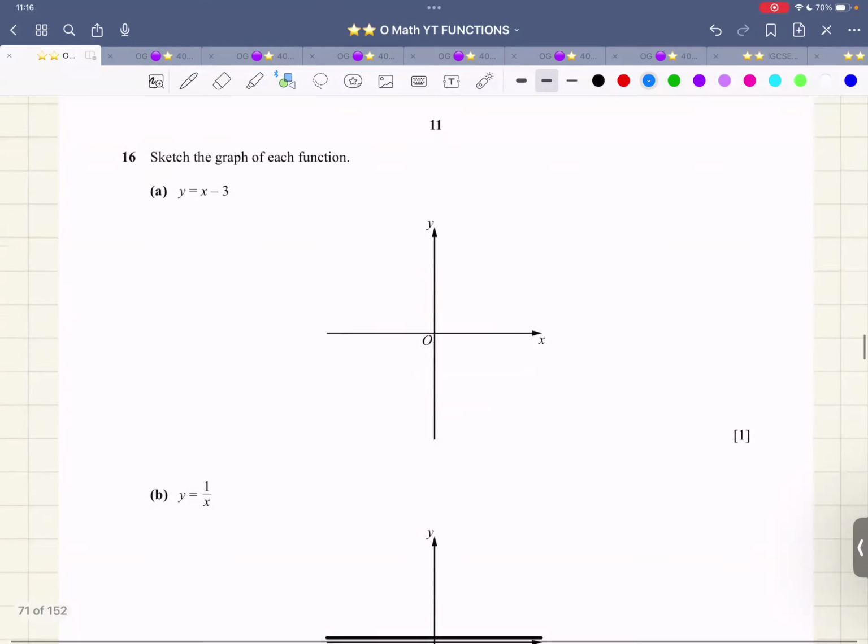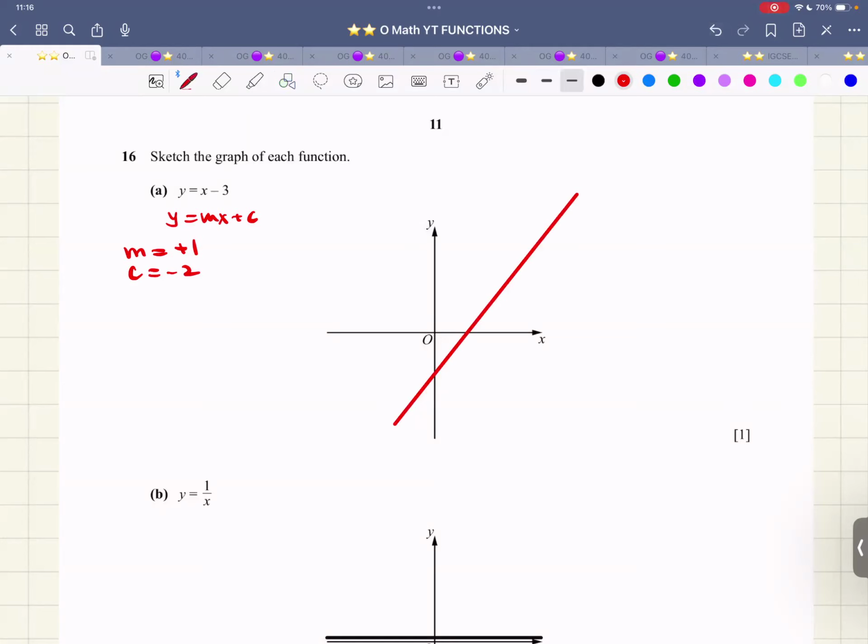Now let's look at these graphs. The first one is x minus 3. Just a quick review. So over here, write y is equals to mx plus c. M is +1, c is -3. Just draw a line in which the gradient is +1 and y-intercept is -3. Something like this. Let me make it thinner. Something like this. So just label this thing. This is -3 and gradient is +1.